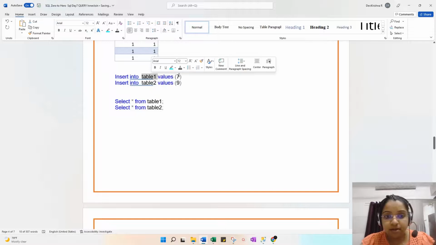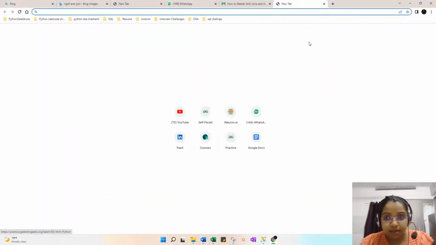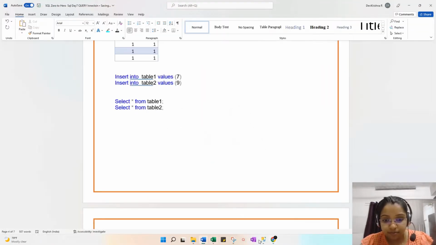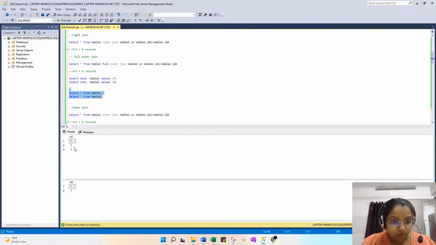So in table 1 I inserted 7 as the value. In table 2 I am inserting 9 as the value. Then I am selecting star from table 1 and table 2. So what will be the data? You can see here table 1 and table 2.